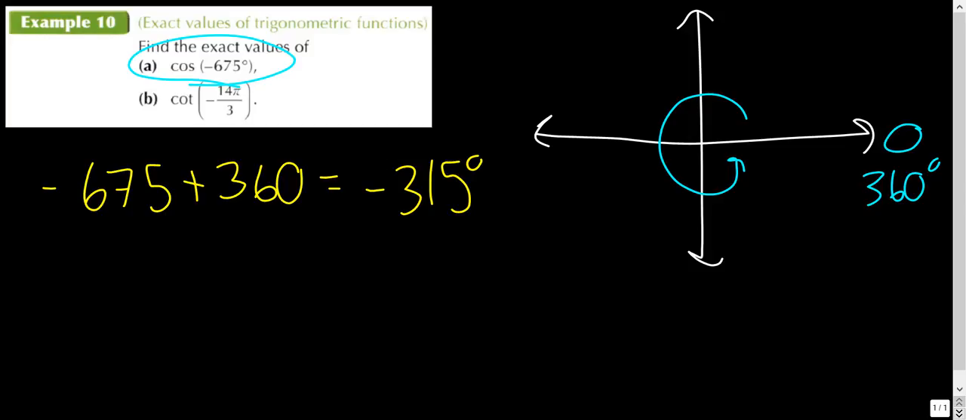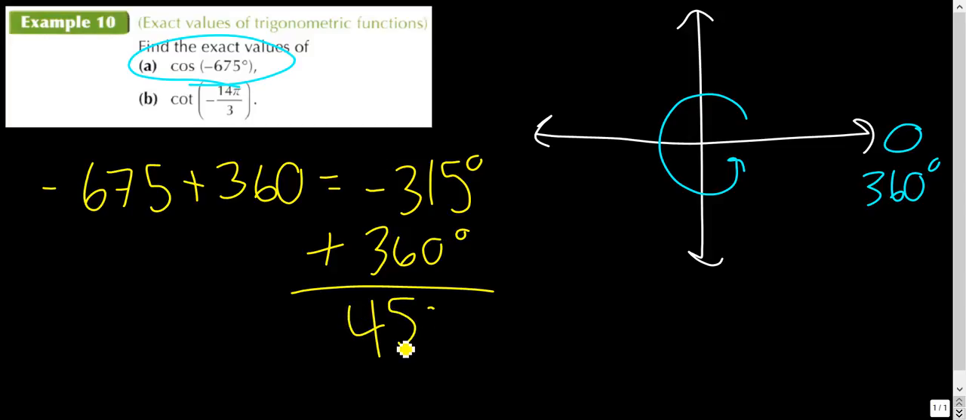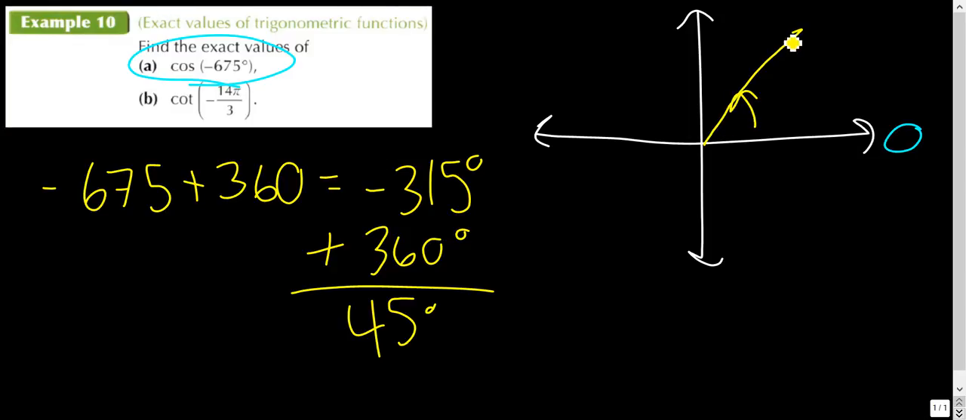So negative 315 degrees, I can do that. I can also add 360 again. This would give me 45 degrees. So negative 675 and 45 actually work out to give us the exact same values of cosine and sine and tangent and cotangent and all these other angles. So what I'm going to do is say, okay, well, 45 degrees, what value does that make?